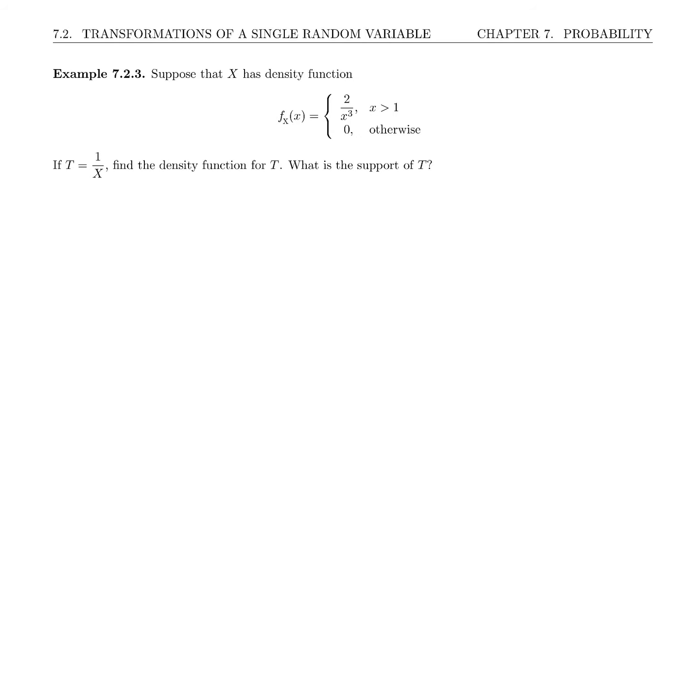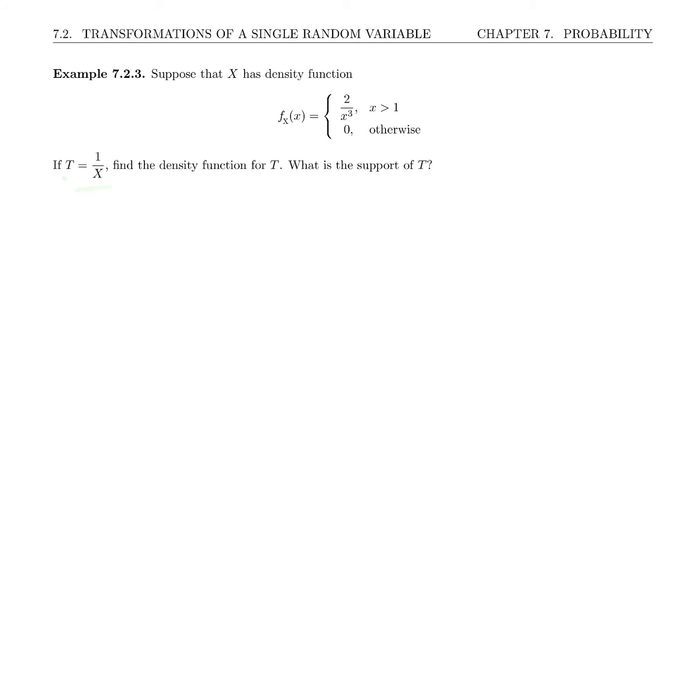Hello and welcome to example 7.2.3. Suppose that x has density function f sub x of x equals 2 over x cubed for x greater than 1, and 0 otherwise. If t is 1 over x, we are asked to find the density function of t and to give the support of t, which really we should do anyway while giving the density function.